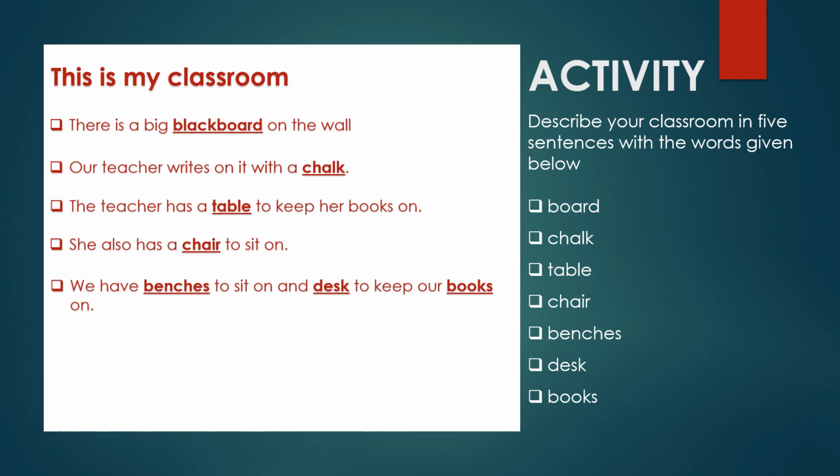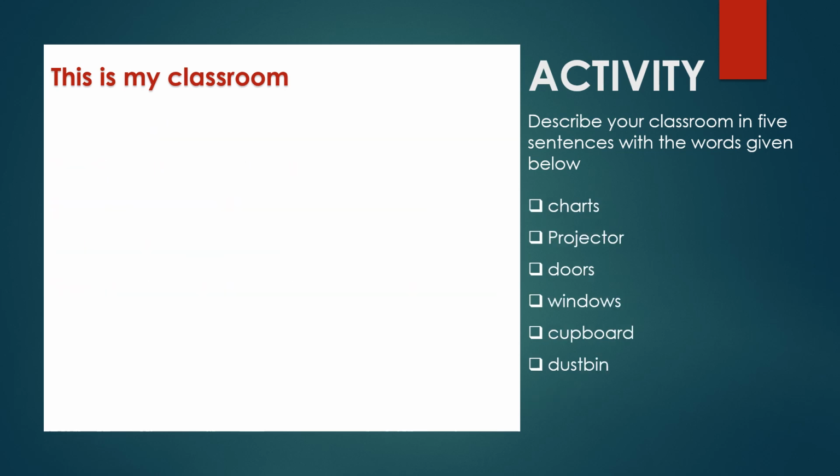Let's continue the activity. Here are given some more words. With the help of these words, we'll try to write about our classroom. The words are charts, projector, doors, windows, cupboard, and dustbin.